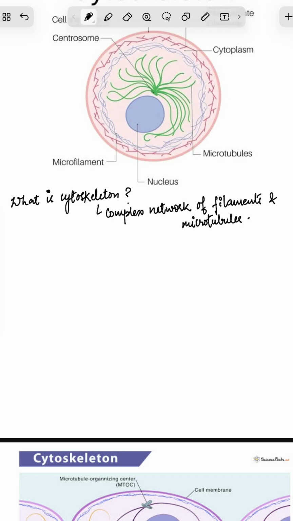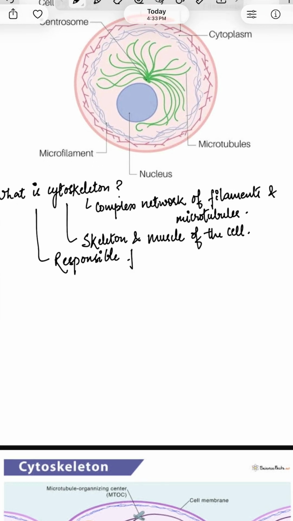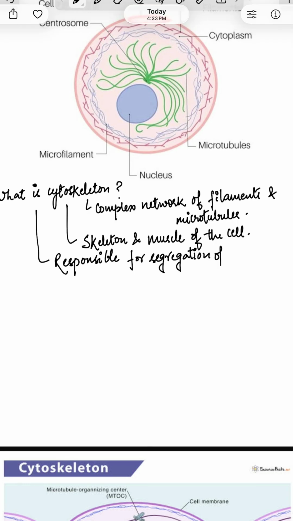Cytoskeleton is also responsible for segregation of chromosomes into two daughter cells at cell division. In this diagram here you can see how in a cell cytoskeleton is spread all over the cytoplasm. It is responsible for segregation of chromosomes. When we cover the cell division topic, there you can see the role of cytoskeleton.